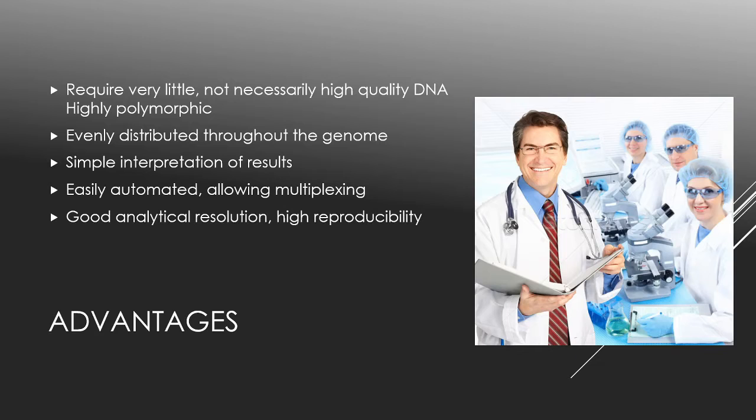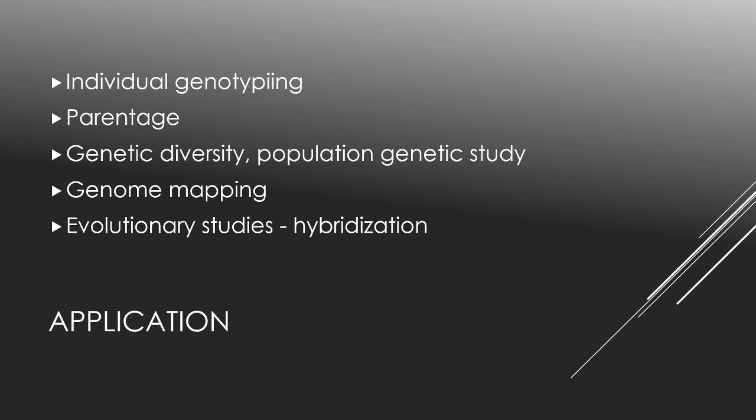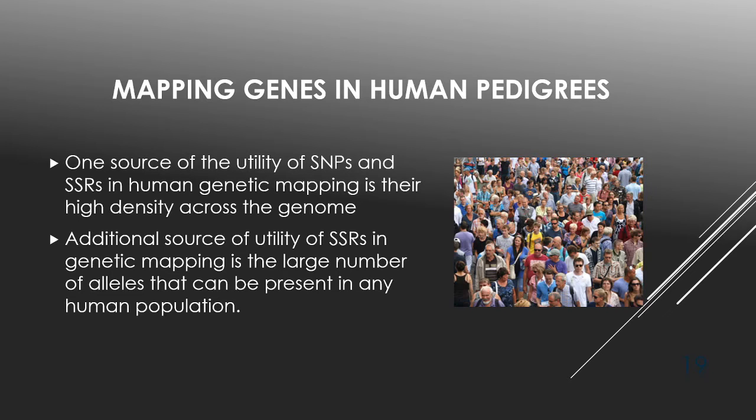Advantages: it requires very little, not necessarily high quality, DNA, and it is highly polymorphic. It is evenly distributed throughout the genome, not like the one before, where you have one every 2 kb, very far away. You also have simple interpretation of the results, easily automated, allowing multiplexing, meaning that you can do many batches at the same time, and you have good analytical resolution and high reproducibility. Applications: individual genotyping, parentage, genetic diversity, population genetic studies, genome mapping, evolutionary studies like hybridization, and mapping genes in human pedigrees.